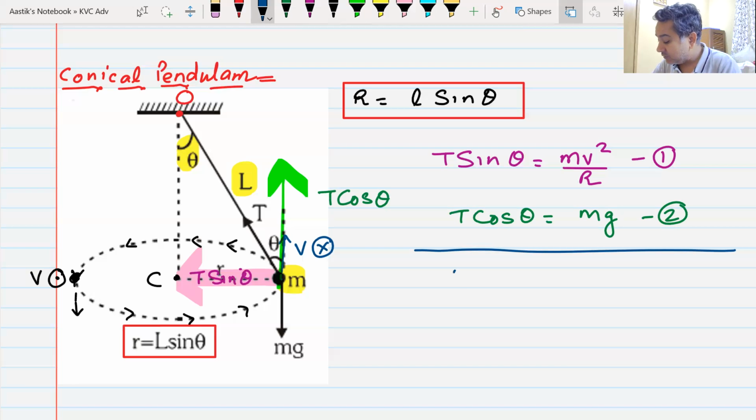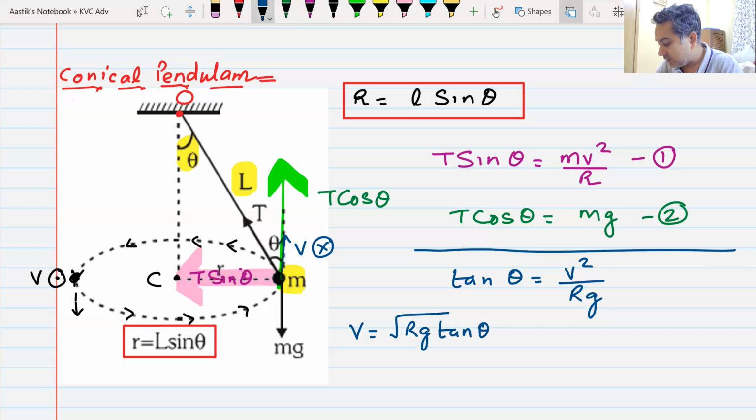We divide this, so you can get the value of tan theta. Tan theta will be equal to v square by rg, or you can find v as under root of rg tan theta. That is the first equation that you have to remember. If you do not understand it, remember this equation.